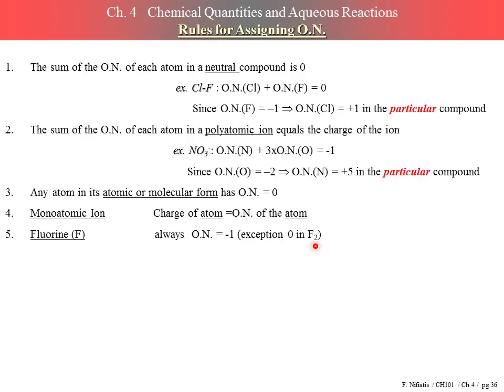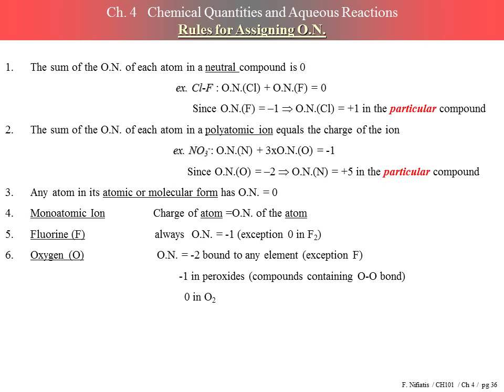Consider the molecular fluorine. In this case, twice the oxidation number of fluorine, X, equals 0. So X, the oxidation number of fluorine, is 0 in this case. And that's what rule 3 says: any atom in its atomic or molecular form has oxidation number 0. Oxygen, when by itself, like the fluorine here, twice the oxidation number of oxygen equals 0. So the oxidation number of oxygen is 0.